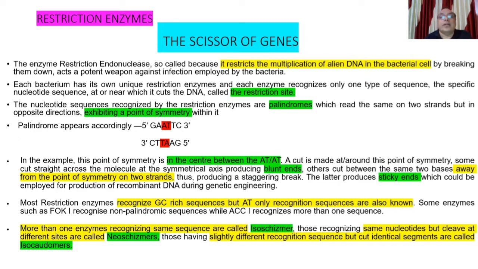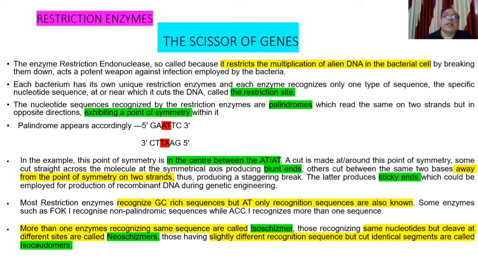And another way of cutting is that the two ends remain staggered. That is, they are not equally cut. Rather, one strand remains unpaired for a few base pairs, and the other strand also remains unpaired for a few base pairs. You can say that the strands overhang without being paired.